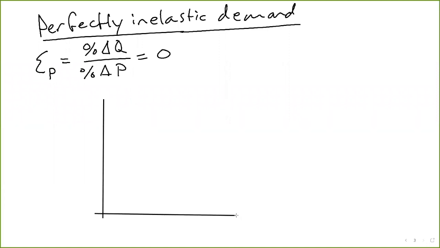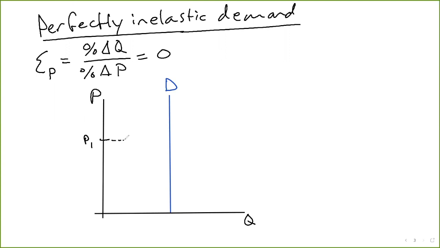So graphically, this is going to correspond to a perfectly vertical demand curve. And so to see the intuition, we can pick a price, let's say P1. Let's follow that over to the demand curve. And then we follow it down to the x-axis to get our quantity demanded. So Q1. And now let's say price decreases to P2 and repeat. And we get the exact same quantity demanded.